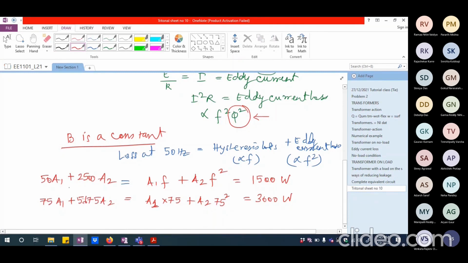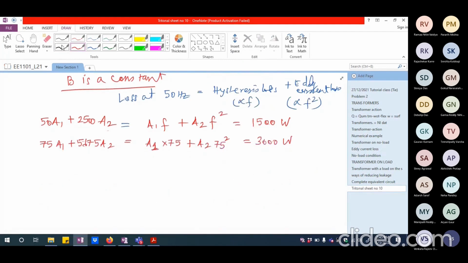If you solve for A1 and A2, I should be able to express very clearly what the hysteresis loss component and the eddy current loss component are. So I can write the hysteresis loss at 50 Hertz. If you solve for this, A1 and A2 come out to be 0.4 and 10.